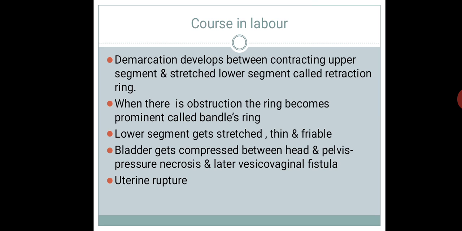Then the bladder may get compressed between the head and the pelvis, and sometimes pressure necrosis of the bladder can occur, and this can lead to a later vesicovaginal fistula. And finally, the lower segment will give way. This is called the rupture uterus. This is the course.